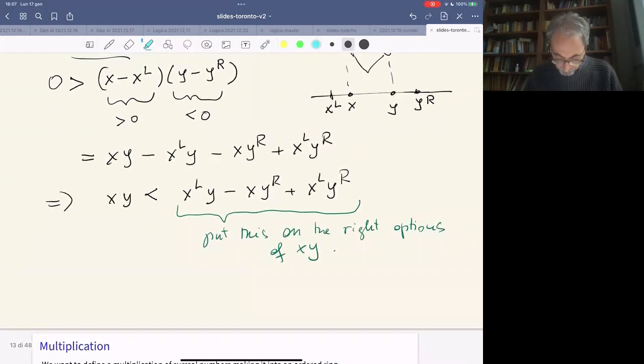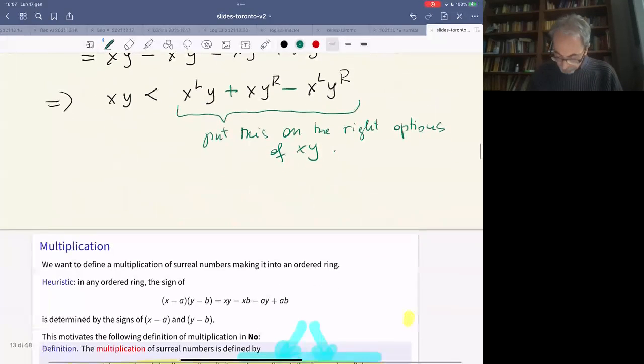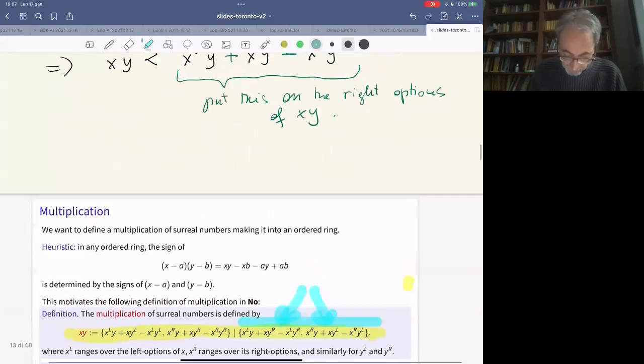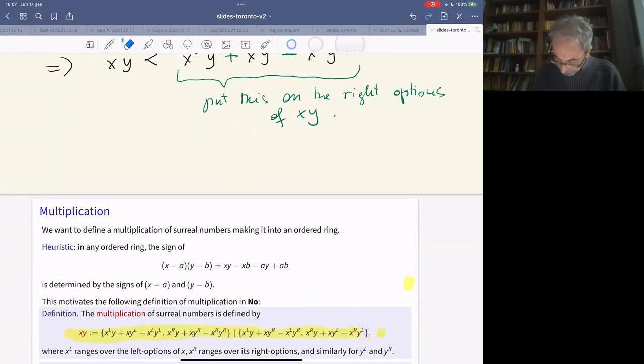The signs are wrong. So I take this to the other side. This should be a plus. And this should be a minus. Okay, so it's going to be exactly this one, this one.